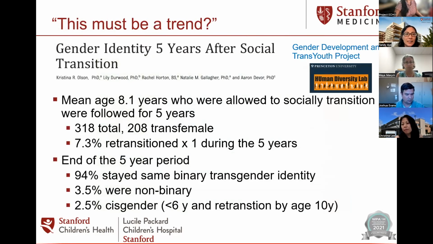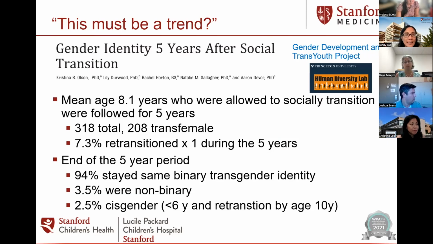So the other thing is, when Christina Olson, who's done a lot of this work in following our population of youth, really done through the Gender Development and Trans Youth Project, Dr. Olson is now at Princeton and had been in Seattle. The mean age was 8.1 years of those who were allowed to socially transition, and then they were followed for 5 years. To socially transition meant being able to use name, pronoun, and dress that aligned with their identity.